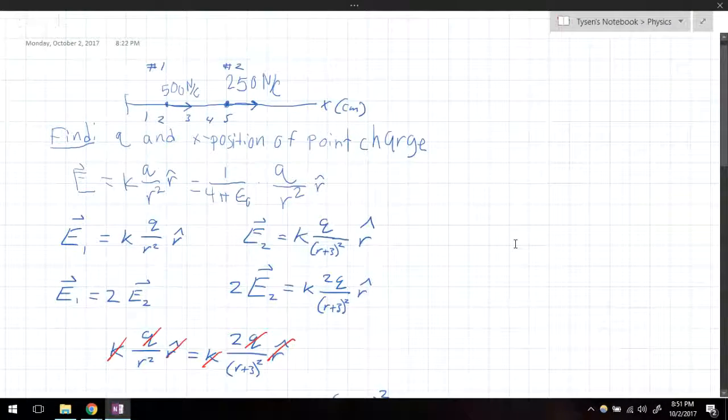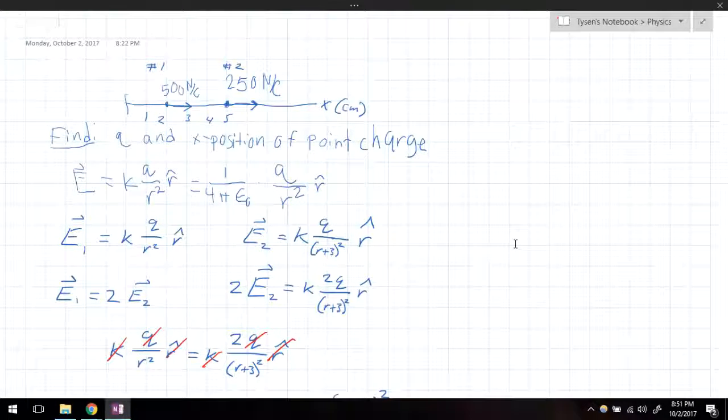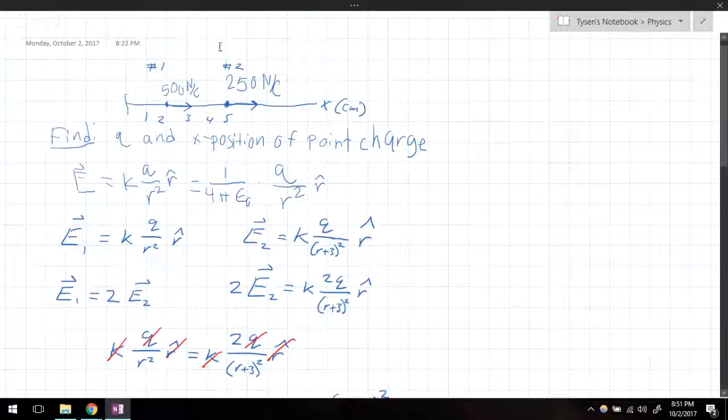This is Nathan again, and we're going to be working through problem number 7 on the group work. In this problem, we have one electric field with two test charges. One of them is at 2 centimeters, and we find a magnitude of 500 newtons per coulomb there. And at 5 centimeters, we find 250 newtons per coulomb. We're going to show you how to find the charge of the electric field and the x position of where that point charge is located.